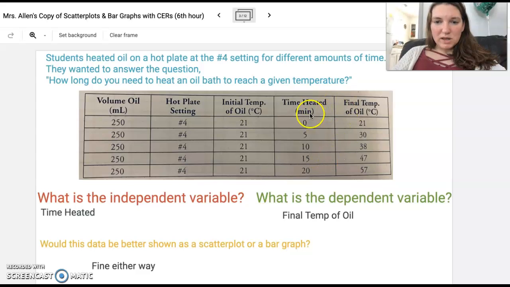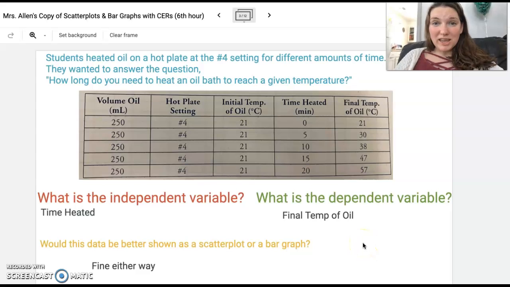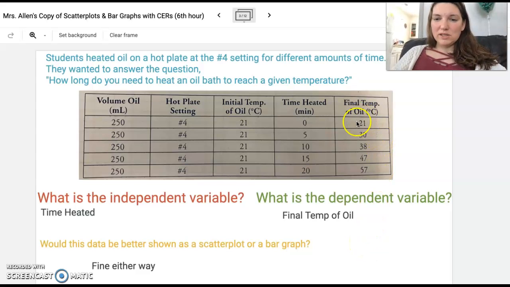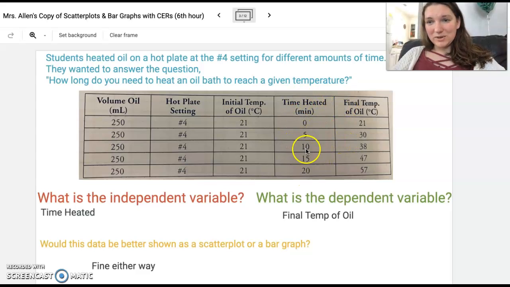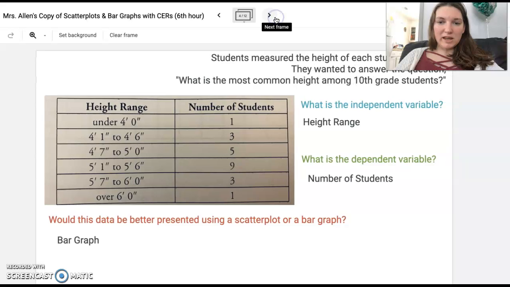So here in this one, the independent variable is the time heated, and you can tell because the numbers go up at this really regular rate. So this looks like something the scientists would have decided to make, like 5-minute increments. And then the dependent variable is what we're really looking at here. It's the whole point of the experiment. We want to know if we heat this oil for a certain amount of time, then what is the temperature of it going to be? So this is the dependent variable because it depends on when we're looking at, okay? And then this one, it's really fine either way.